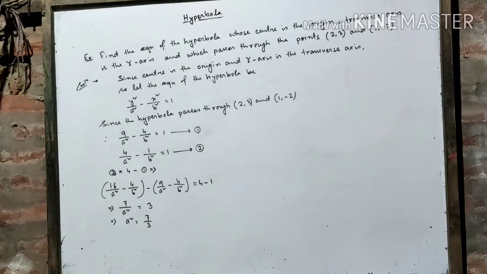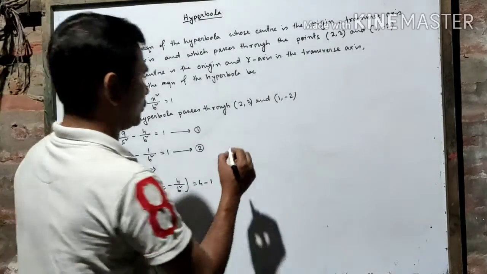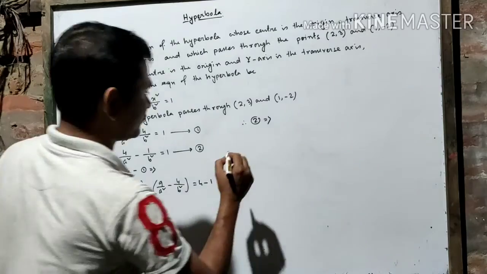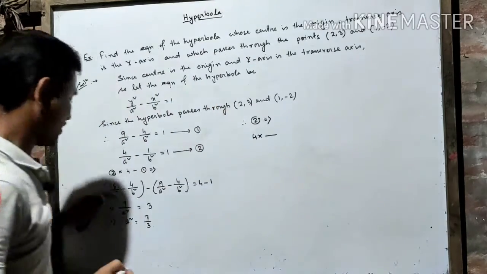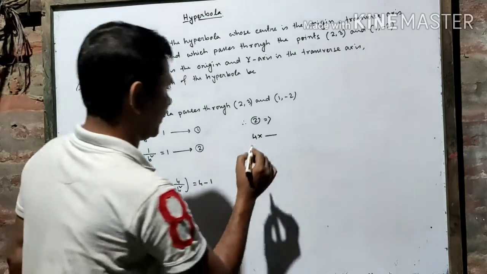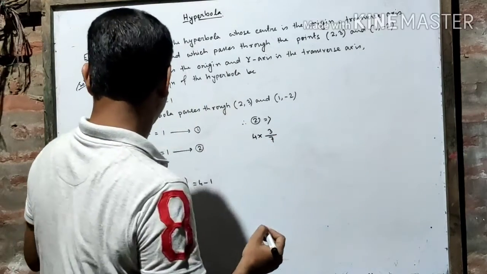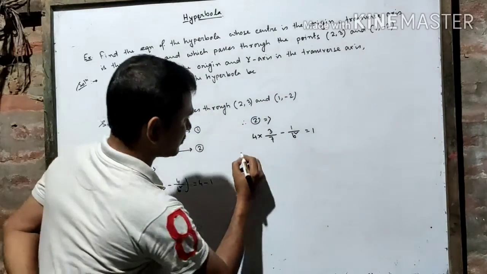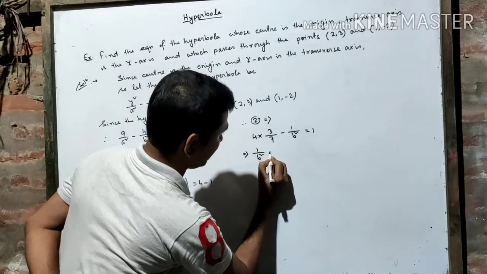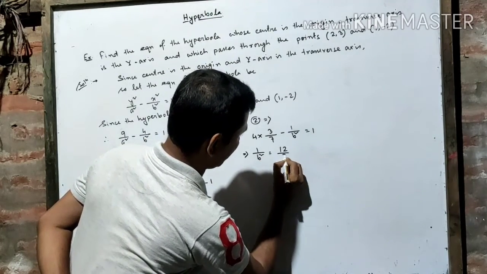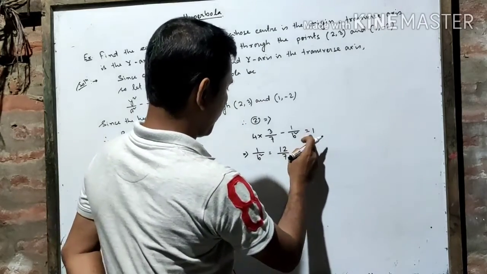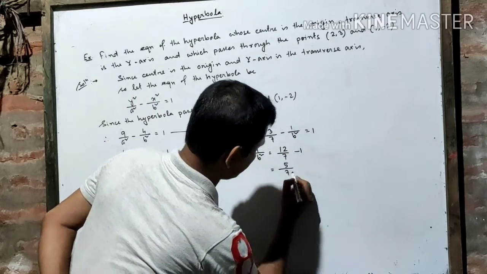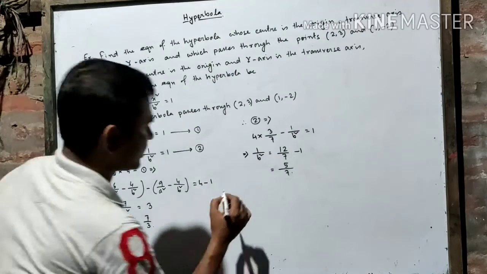On putting the value of a square in any one of the equations, say equation number 2, we get 4 into 3 by 7, since 1 by a square will be 3 by 7, minus 1 by b square is equal to 1. So 1 by b square is equal to 12 by 7 minus 1. So this is equal to 5 by 7, or b square is equal to 7 by 5.